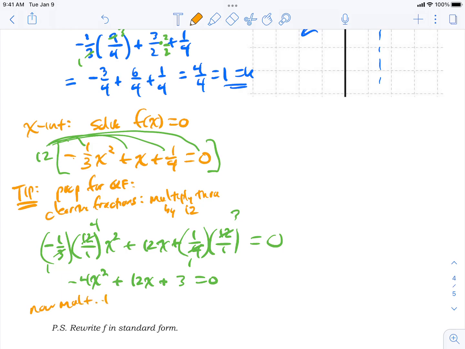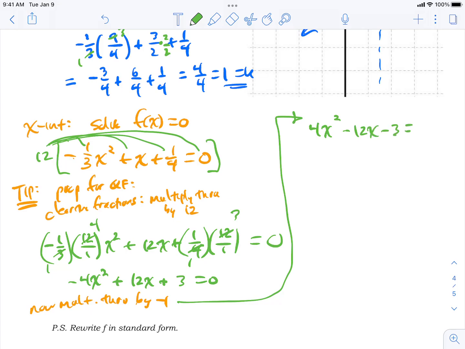Now I'll multiply through, which means both sides, by negative 1. That makes that a positive 4x squared. See, that's my point. But then that'll have to be a negative 12x. That'll have to be a negative 3. That'll have to be a negative 0, which, of course, is just 0. Now we're ready for the quadratic formula. We can use nice numbers. A equals 4, B equals negative 12, C equals negative 3.